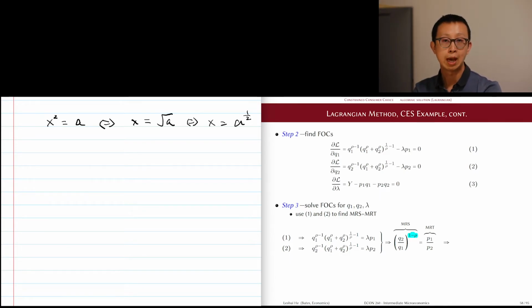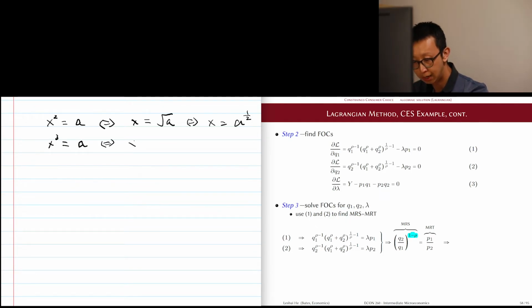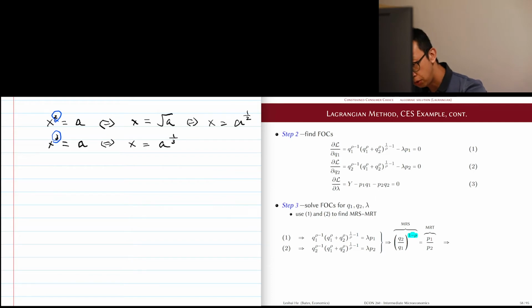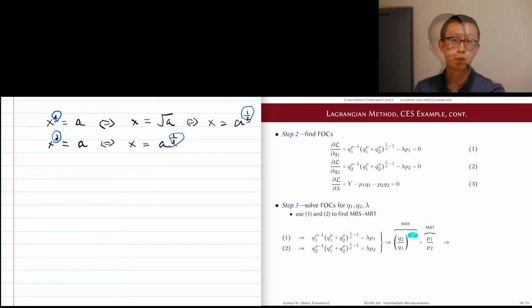Well, what if we have an equation that is x to the power of 3 is equal to some constant a? Well, again, this is equivalent to x is equal to a raised to the power of 1/3. You see that the generalized rule is that we take the power on the unknown and then we just raise the other side of the equation to its reciprocal. So a power of 2 becomes a power of 1/2, a power of 3 becomes a power of 1/3. This rule doesn't limit to the powers that are integers.